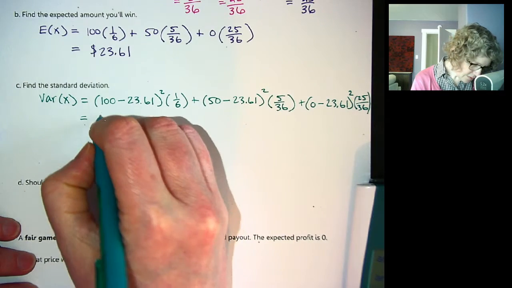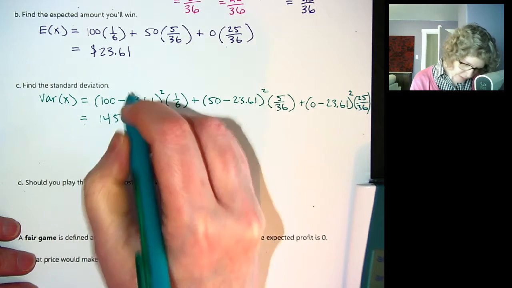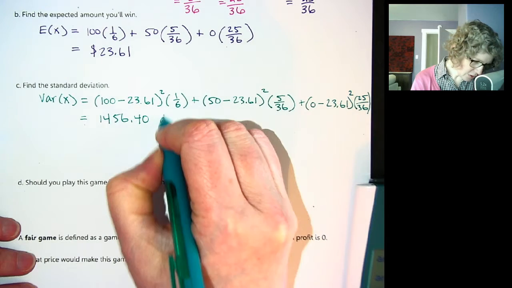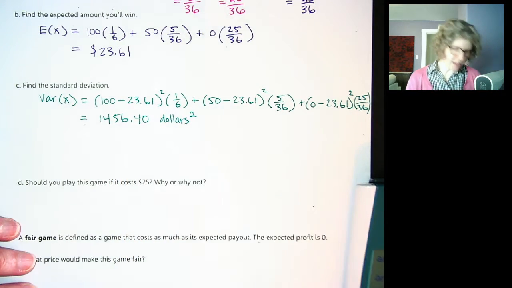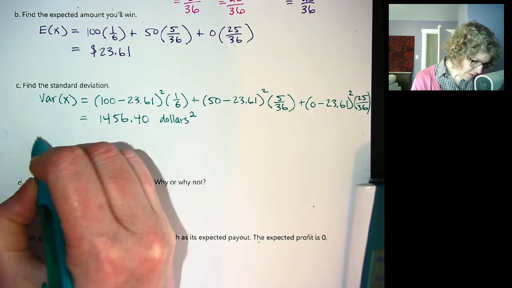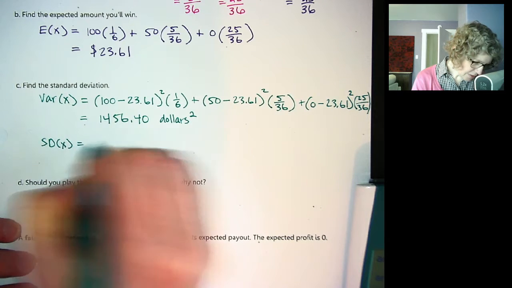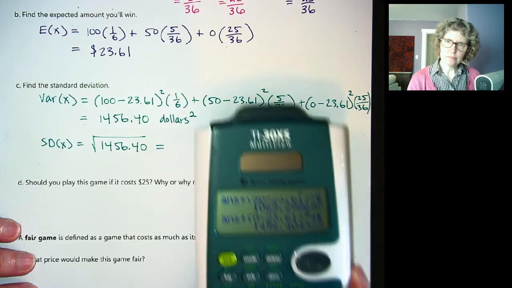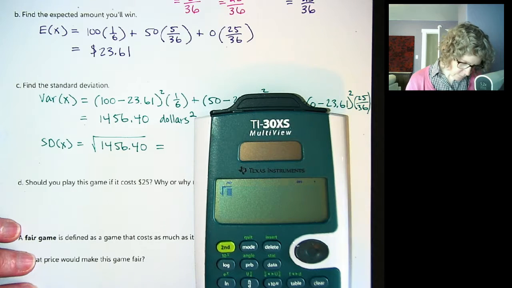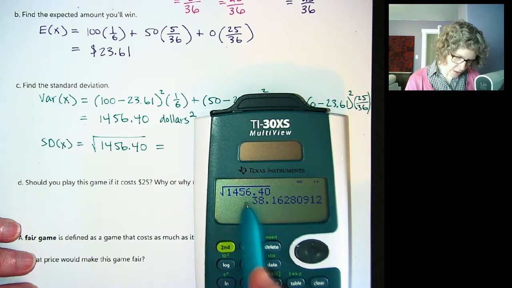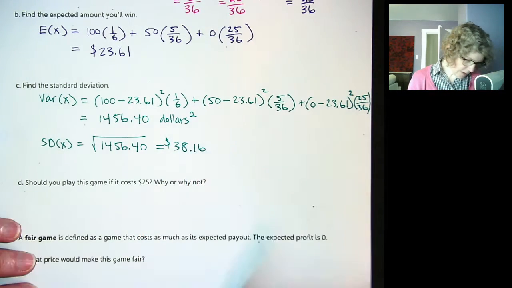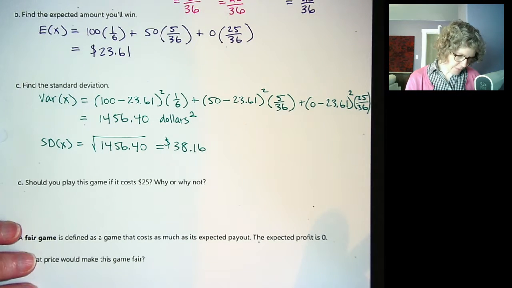So 1,456.40. But remember, these aren't dollars because we squared everything. So these are square dollars, or dollars squared, which doesn't really mean anything to us. That's why we need to get our standard deviation by taking the square root. The square root of 1456.40. Now we're in dollars: $38.16. Okay, so now I can put my dollar sign on there.